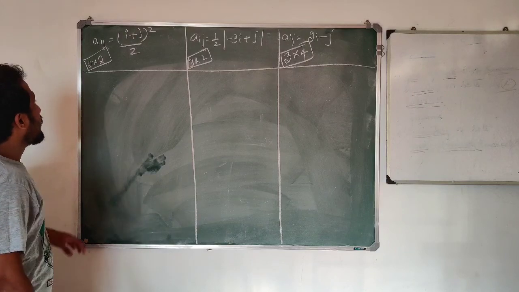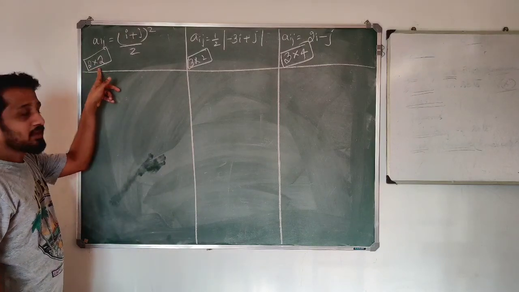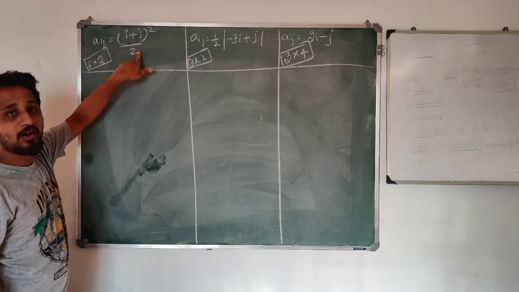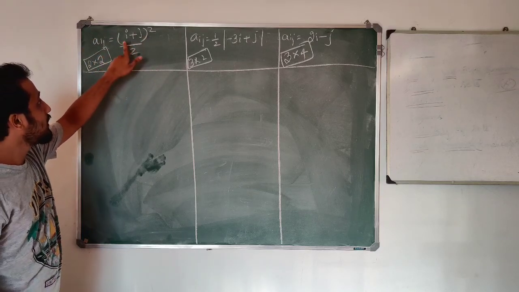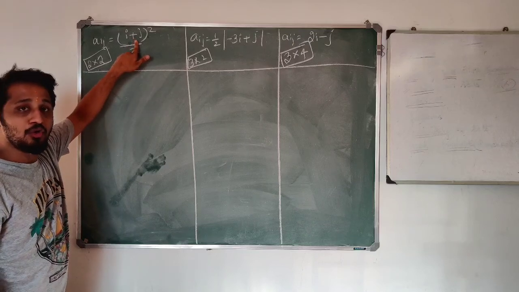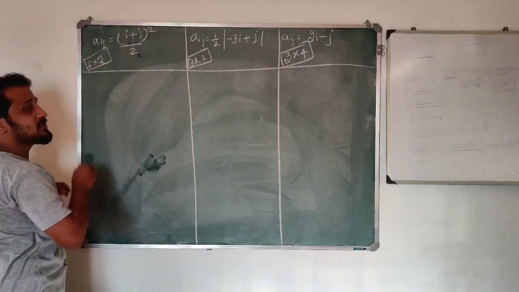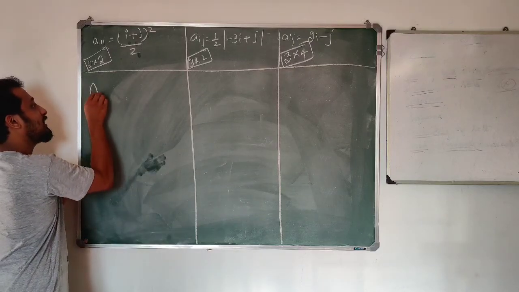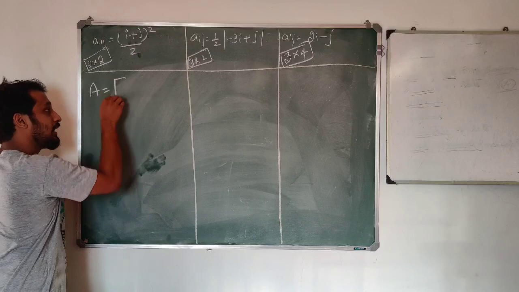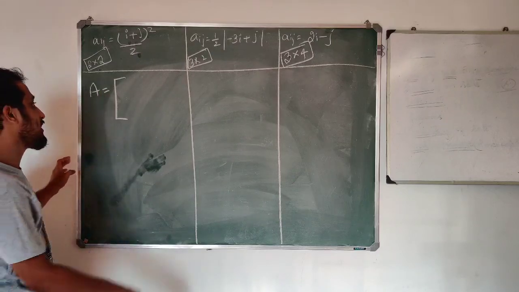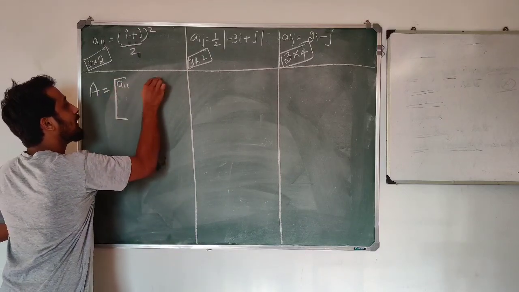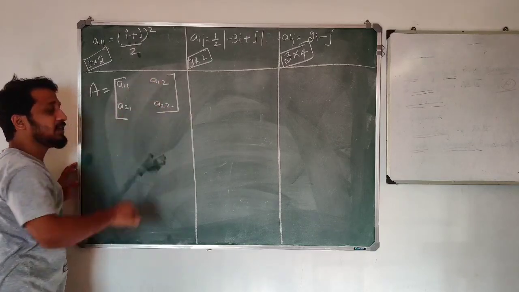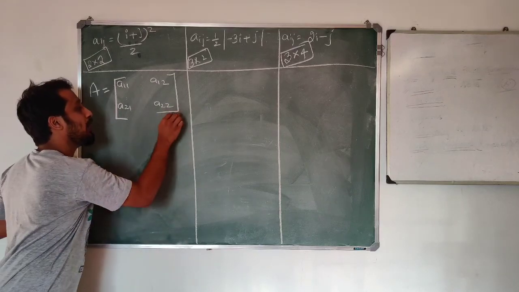Okay. We have to construct a 2 by 2 matrix if Aij is equal to (i plus j) the whole square divided by 2. Make sure that the square is only for the numerator. You have to construct a 2 by 2 matrix. For that, first you have to write the general form of a matrix containing a 2 by 2 matrix. So, A11, A12, A21, A22. This is the general form of a matrix of order 2 by 2.